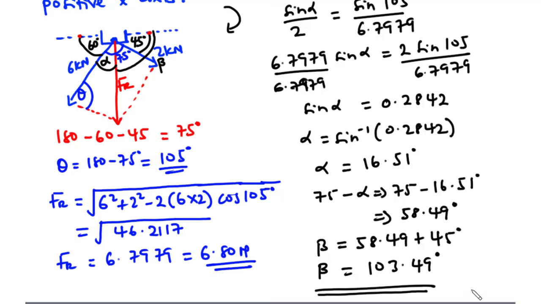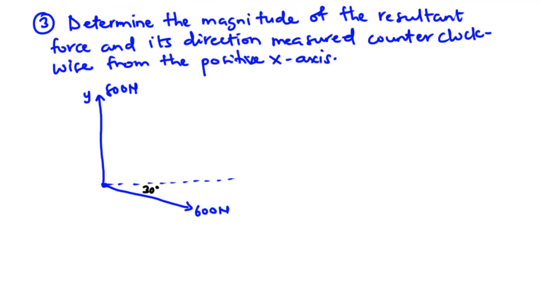So now let's solve the third question. So for question number 3, we are to determine the magnitude of the resultant force and its direction measured counterclockwise or anticlockwise from the positive x-axis. Now we have these two forces, 800 newtons lying on the positive y-axis and then we also have the force 600 newtons, that is 30 degrees away from the positive x-axis. So let's draw the resultant force.